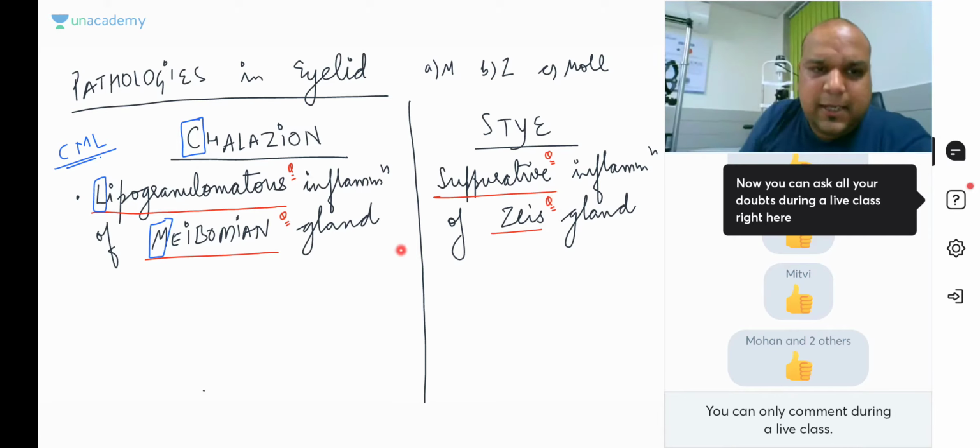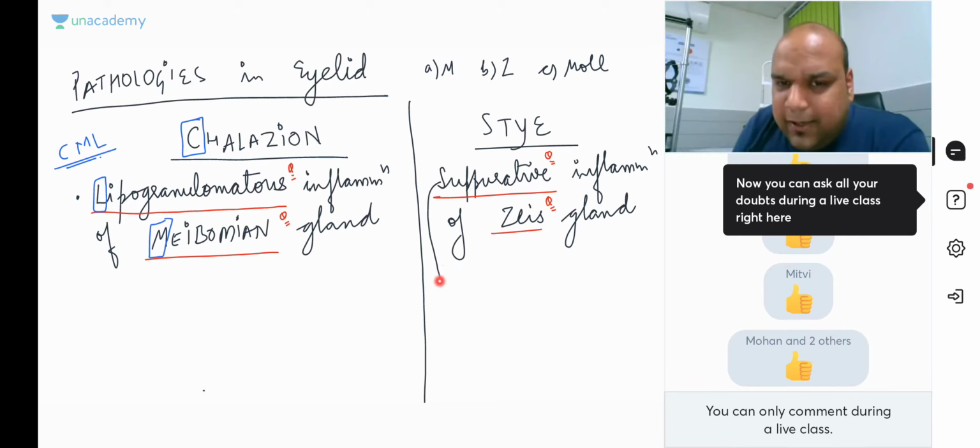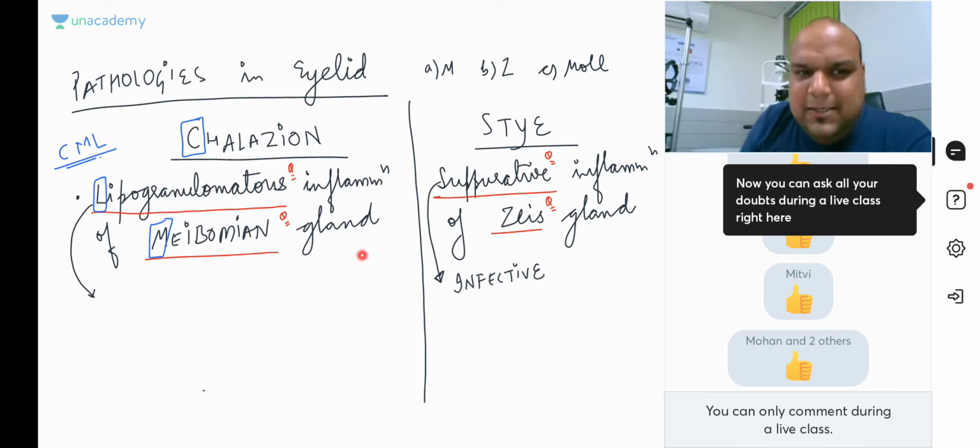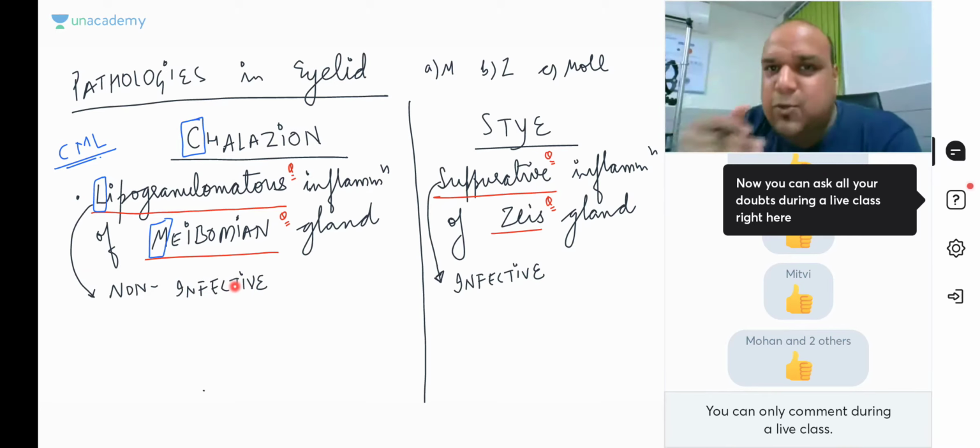As soon as I focus on the word suppurative, what do I understand from it? Suppurative means collection of pus. Pus denotes that sty is which kind of condition? It is an infective condition. But lipogranulomatous tells me that it is a non-infective condition. So if you remember words, you answer questions yourself.